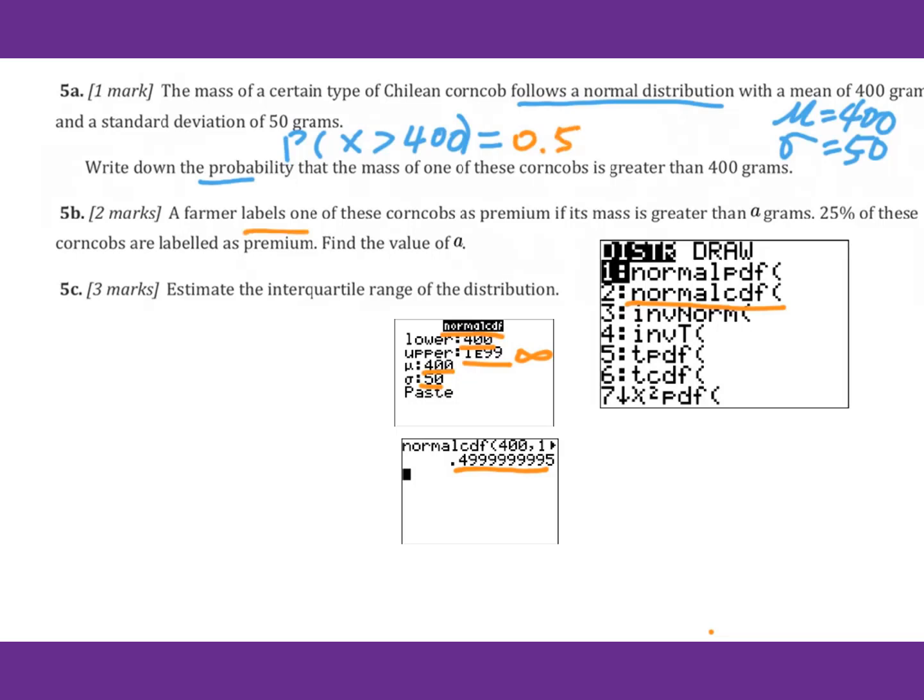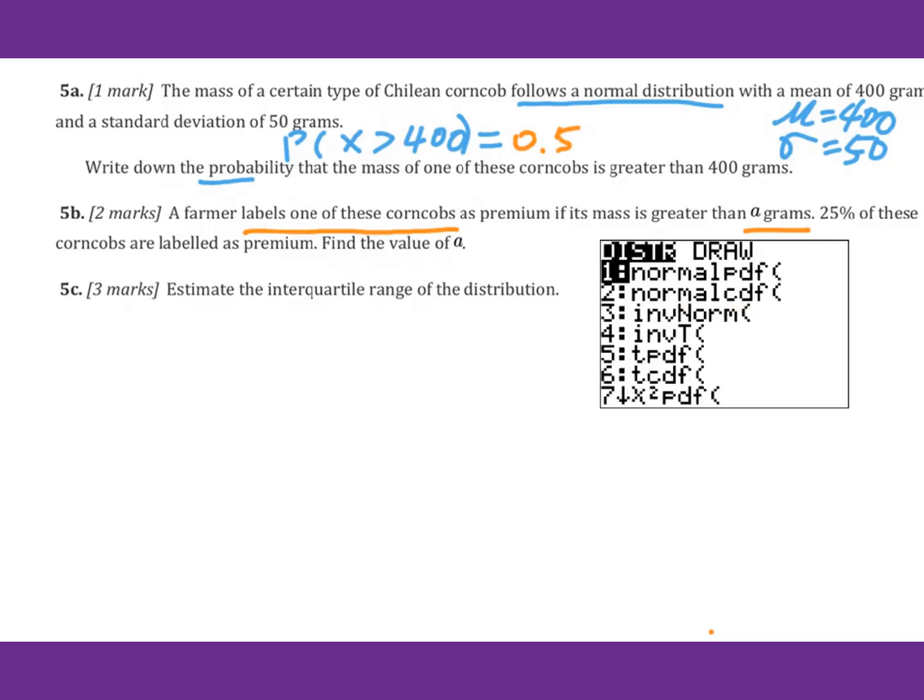Now let's go to 5B. A farmer labels one of these corn cobs as a premium if its mass is greater than A grams. 25% of these corn cobs are labeled as a premium. Find the value of A. According to the given information, we can write down that probability X greater than A equals 0.25.